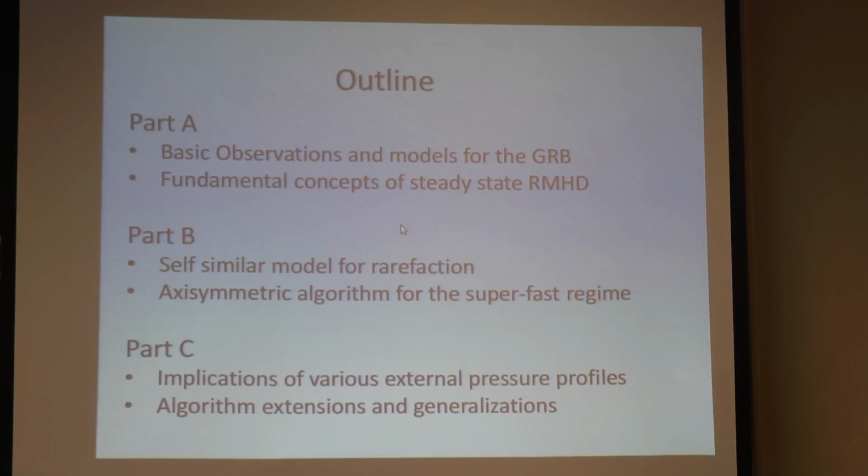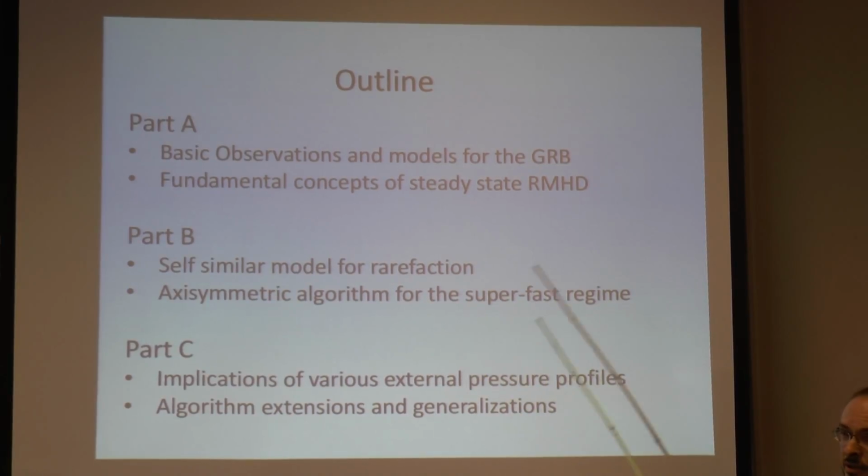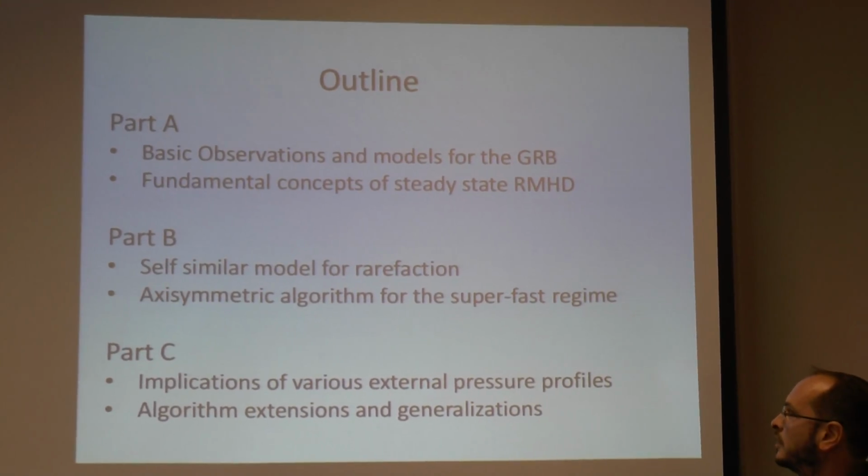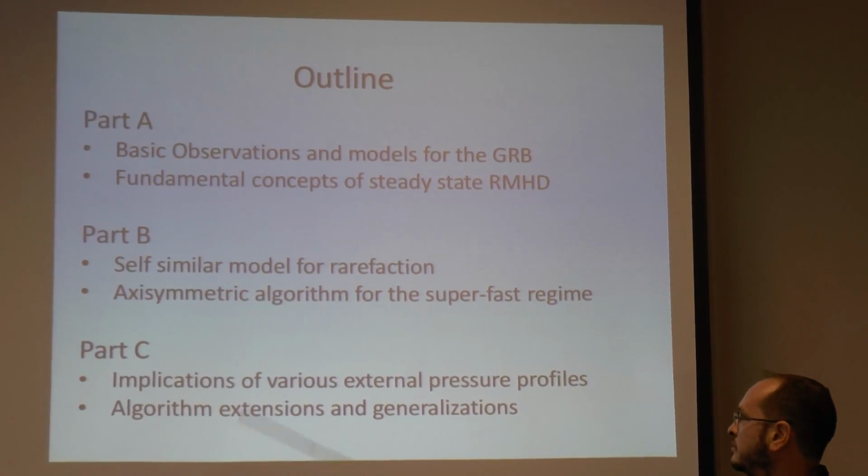Here is the outline of my talk. In the first part, I'm going to present some classical observational and theoretical arguments that hold for GRBs. I hope the people who are familiar with the subject will not get too bored, because they have probably heard them many times. Then I will present some fundamental constant quantities of the steady state relativistic MHD that I will use later when I present my results. The actual part of my research is the second part.